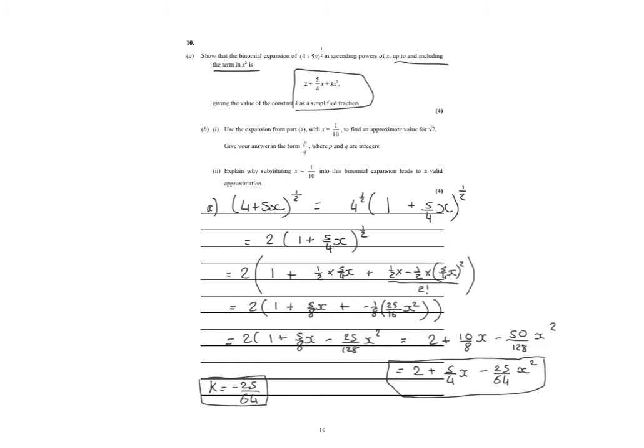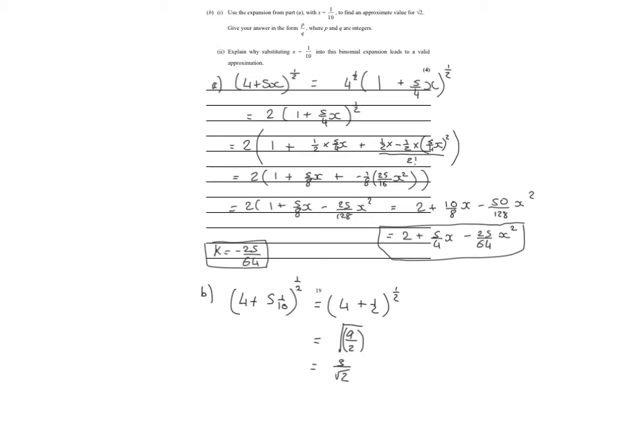So if we have a look at the next part of the question, part B, we're looking at using x equals a tenth to find an approximate value of root 2. So in other words, let's put a tenth into what we were doing. So that's this. Sorry, that's a half. What we end up with there is 4 plus a half to the power of a half, which in other words gives us 9 over 2, and that's rooted. And finally, we can say that that is actually going to be 3 over root 2.